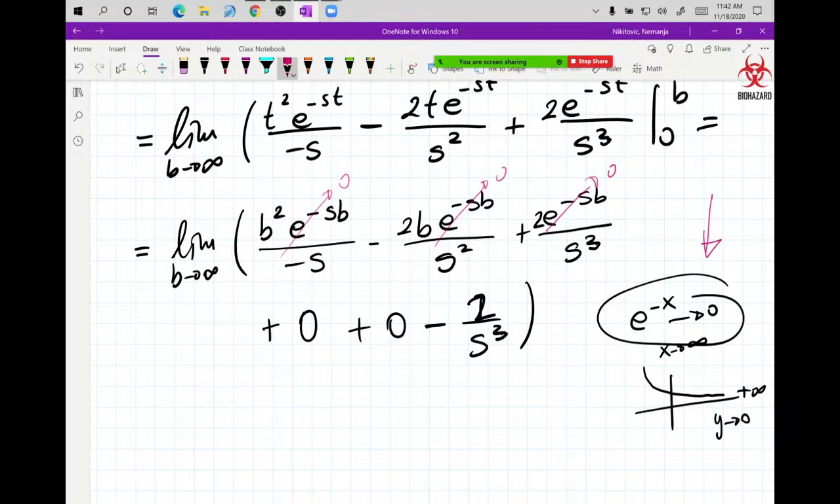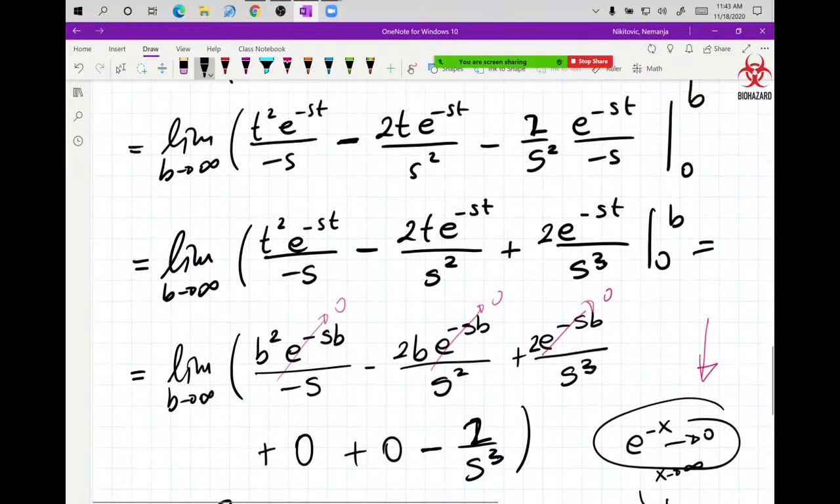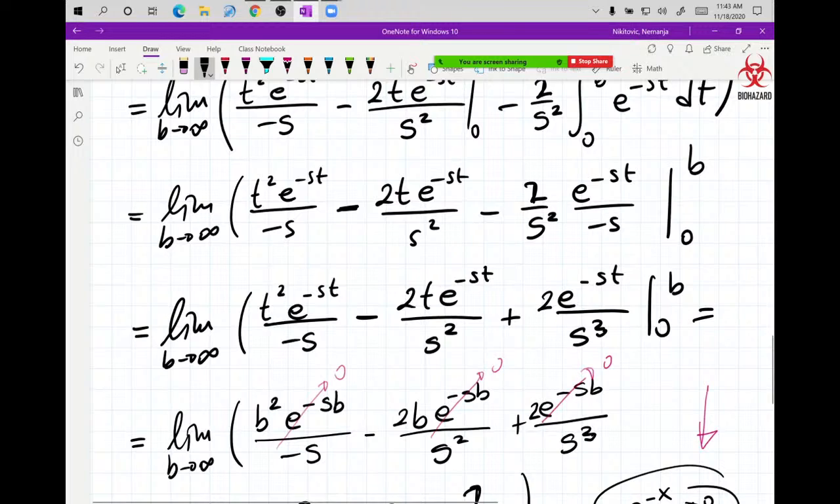Each one of those goes to 0, and you are left with... Oh, I forgot to distribute the minus somewhere as well, because I got negative. It's supposed to be positive. So the answer needs to be 2 over s cubed, which is the correct answer. Now I have to go back and look where my sign ended up being wrong.